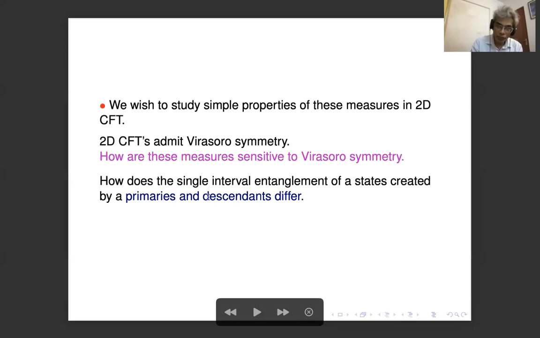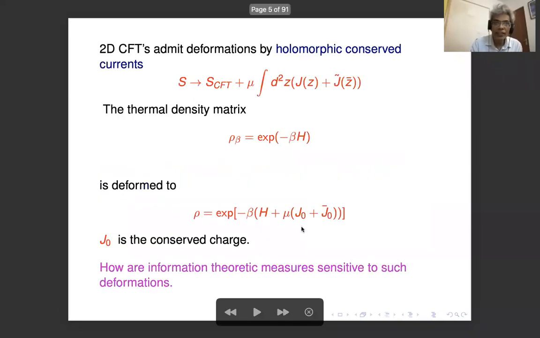Also, for instance, here is a simple question. How does a single interval entanglement entropy of states created by primaries and descendants differ? The most famous thing studied is the entanglement entropy of a single interval in vacuum, where you get the famous formula c/3 log, going logarithmically with the interval size. But less studied are the questions when the CFT is excited, with an excitation and a descendant, and how they differ.